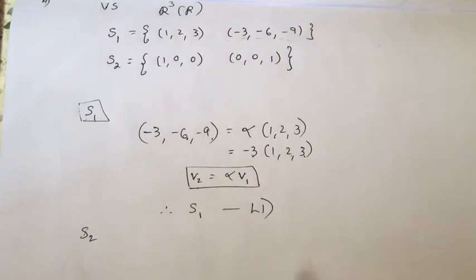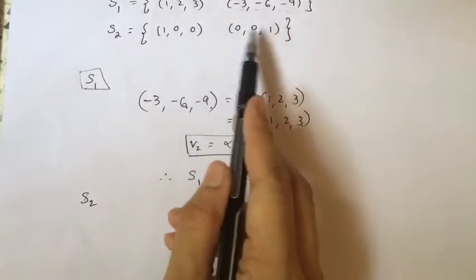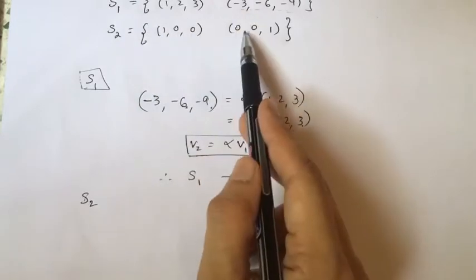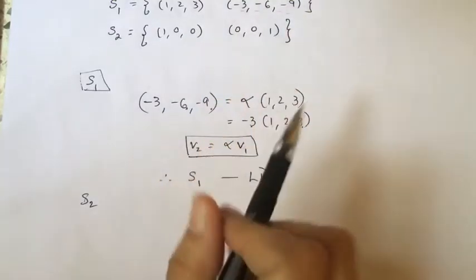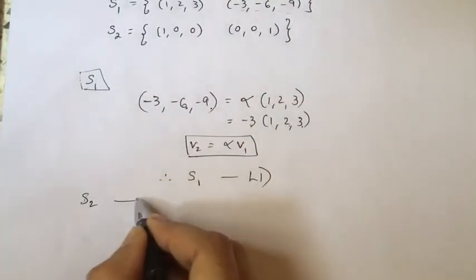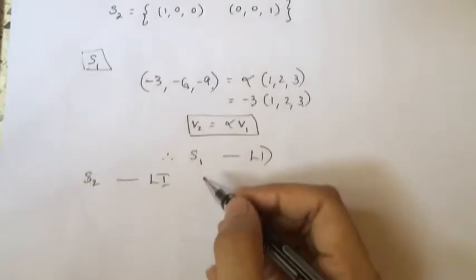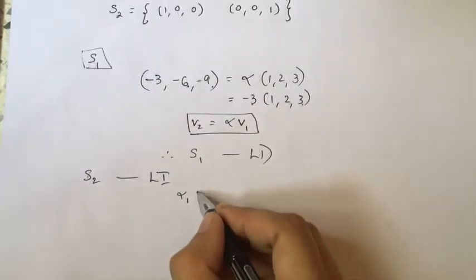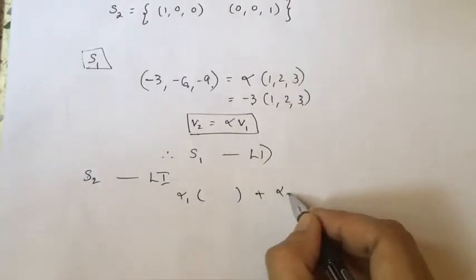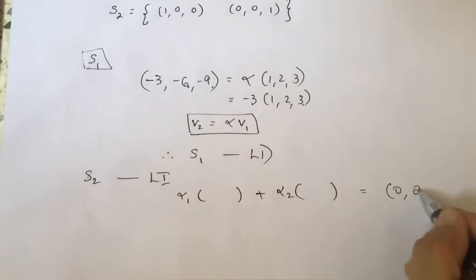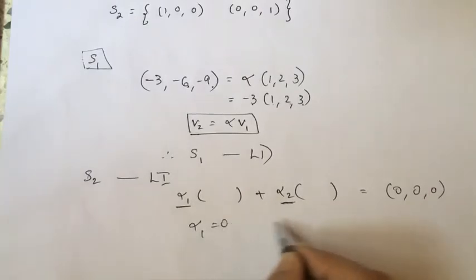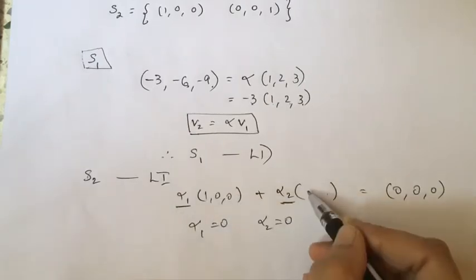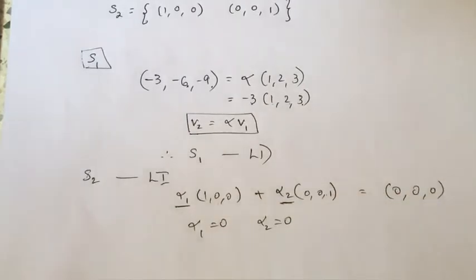And in the case of S2, you cannot write it like this. Whatever you multiply to this, you are not going to get this. Therefore, you can directly say that the set S2 is linearly independent. Or else you can take the scalars, multiply with the vectors, and check the values of the scalars. Here you are getting alpha 1 equal to 0 and alpha 2 equal to 0. Therefore, these vectors are linearly independent. If you have only two vectors, then it is quite easy.